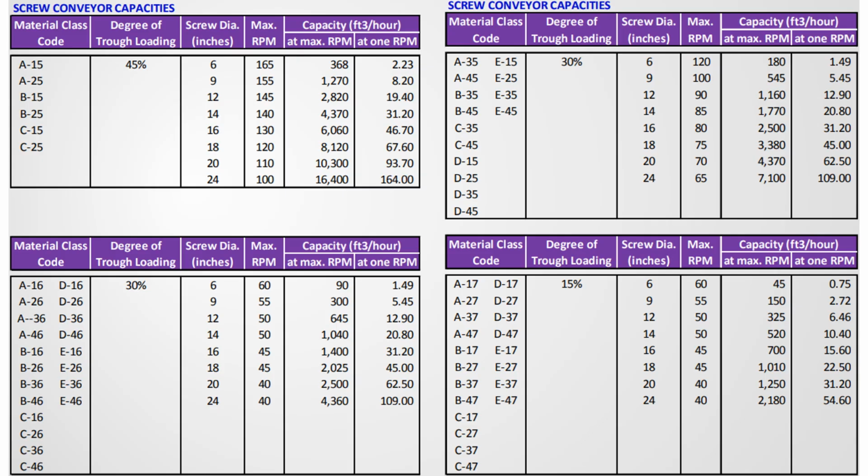Okay. So here are some examples from the CEMA standard again. They have predefined the diameter of the screw, and they have predefined the capacity of the screw at 1 rpm, as per the previous formula. If you see the table at the end, depending on trough loading, 45%, 30%, 30% A, B category, and 15% category, they have defined the capacity at 1 rpm. We will be using this table in our example ahead.